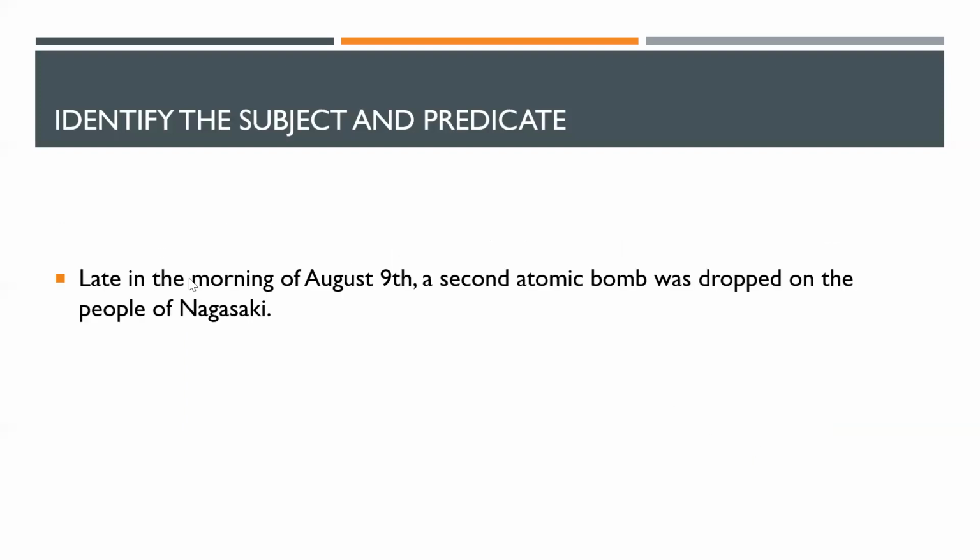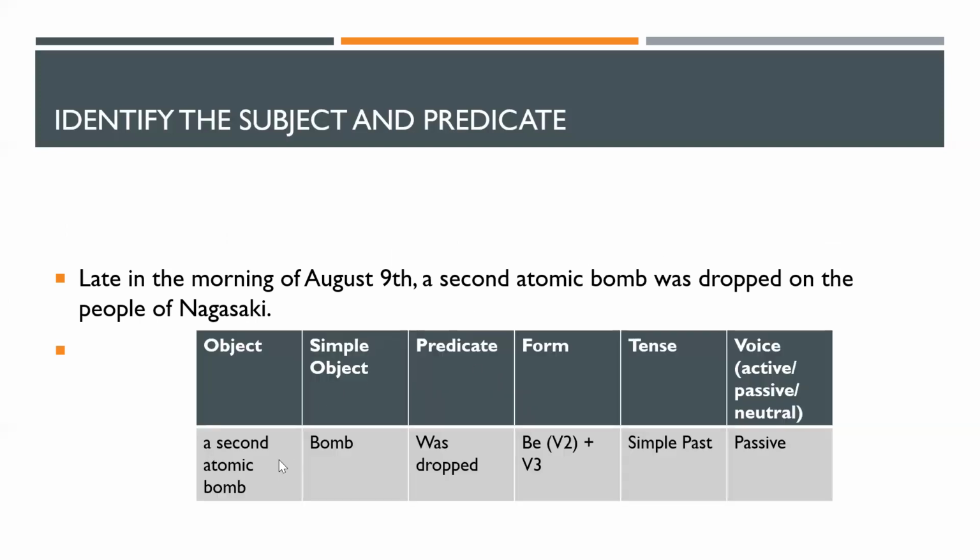The next one is: late in the morning of August 9, a second atomic bomb was dropped on the people of Nagasaki. Late in the morning of August 9 is the additional information about the time. And then the main clause starts with a second atomic bomb, right? This one is the subject, a second atomic bomb, because a second atomic and bomb become one unit to be the subject or the noun clause. Because we do not have any "of," we have the last word as the simple object, or the main one.